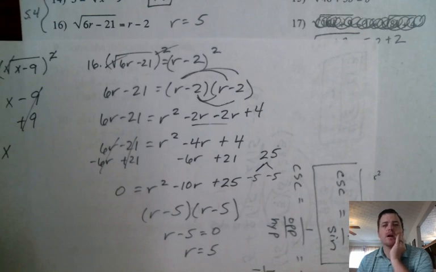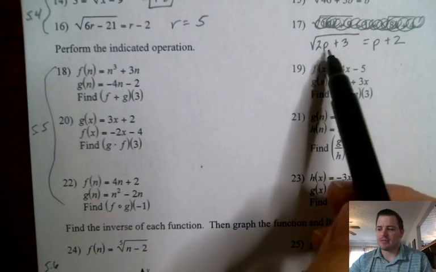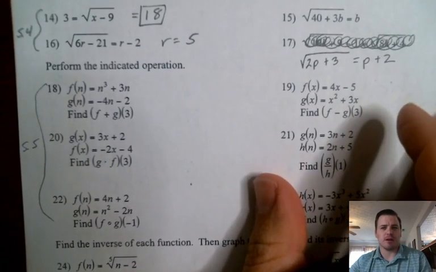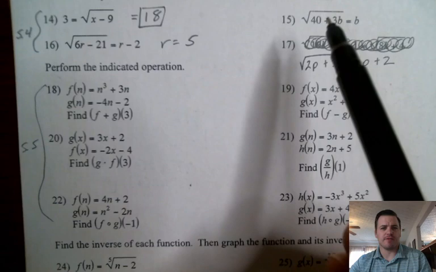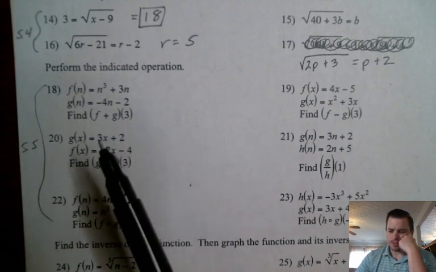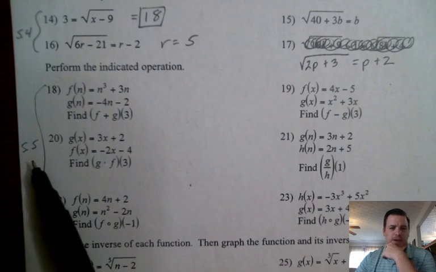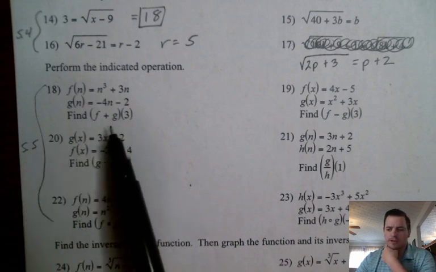That's number 16. I'm going to let you do number 17. Number 17 is very similar to number 16. So you've got 15 and 17 on that section. Jumping down here to number 18, this is where the 5.5 notes, operations with functions, come in.